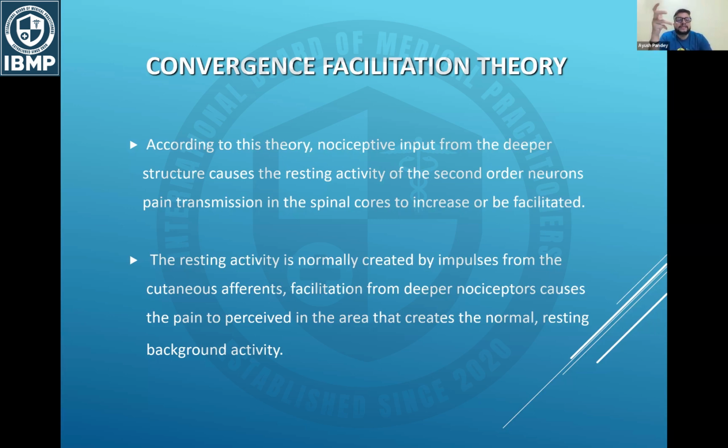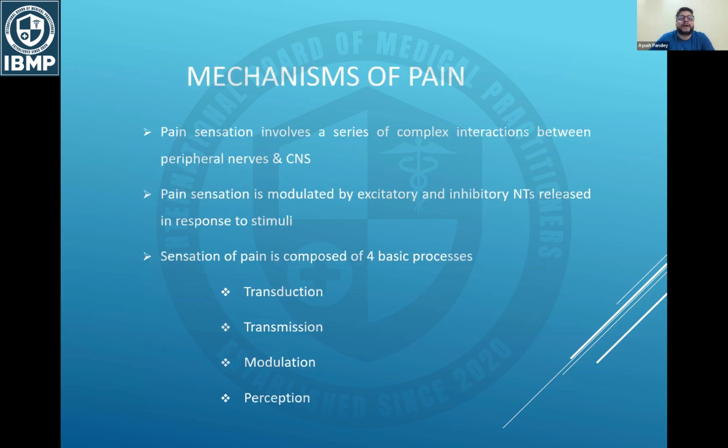So if you consolidate both theories, the first is the convergence theory, that is the visceral and somatic afferents share the same interneurons. The second is convergence projection, that is the brain projects visceral pain to the somatic site due to convergence. The third is facilitation theory, in which visceral input amplifies the resting skin signals. Amplification is there, which is misperceived as somatic pain.